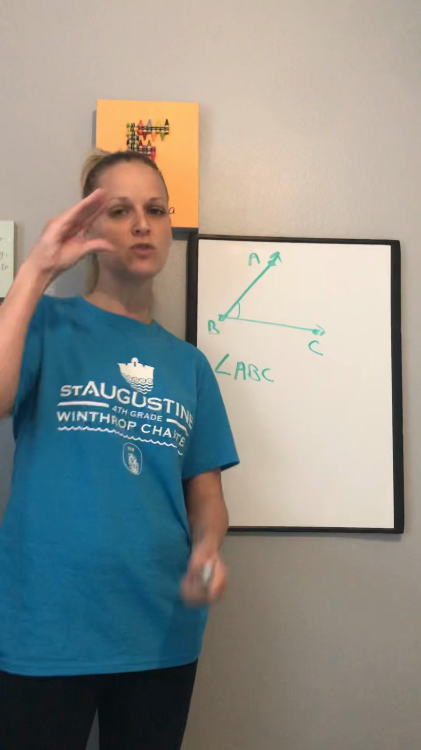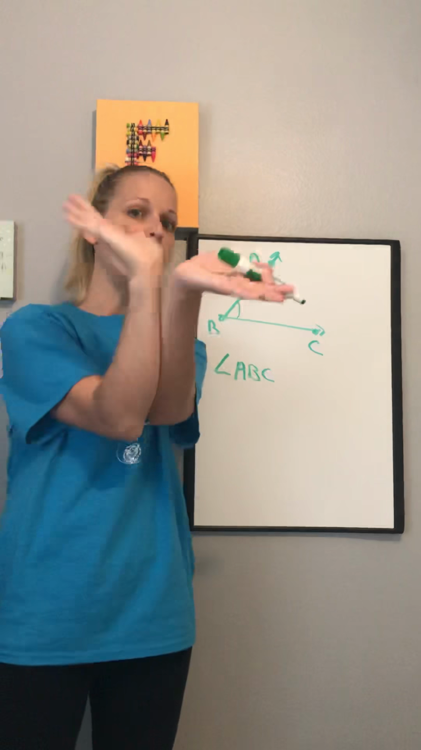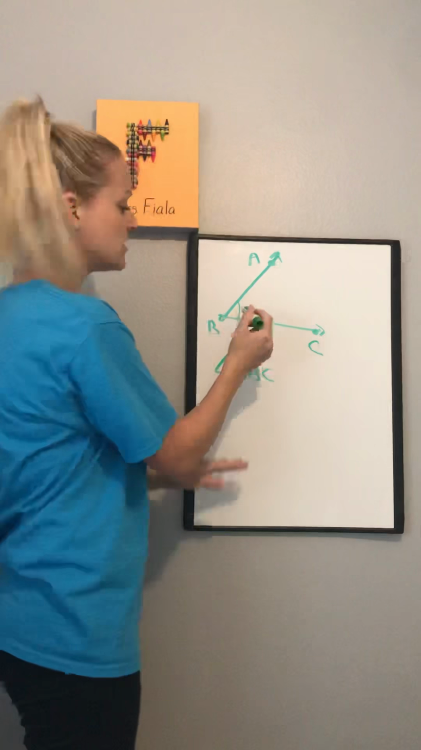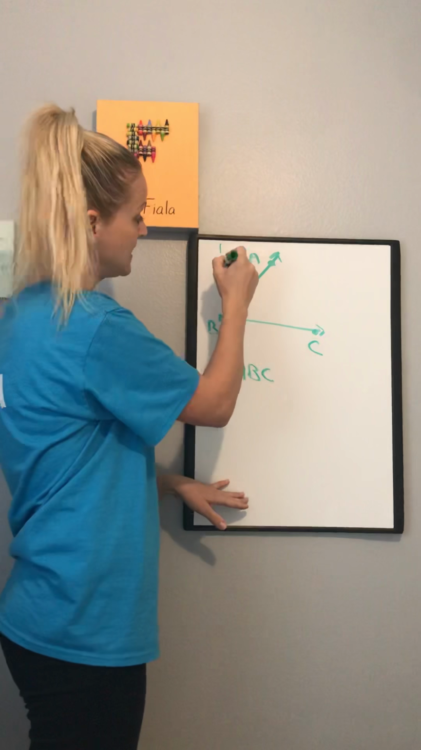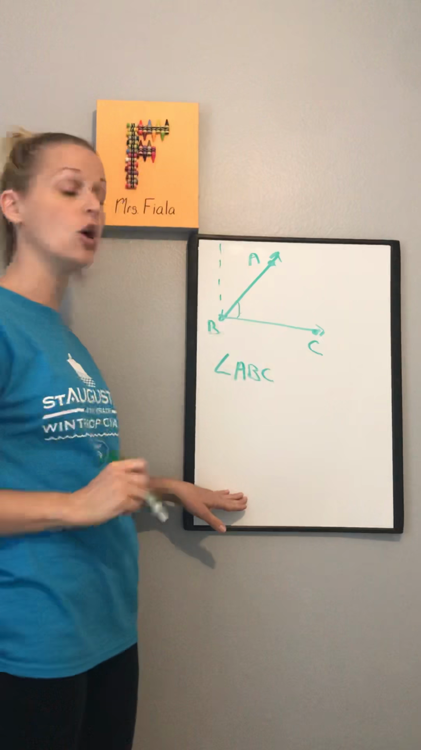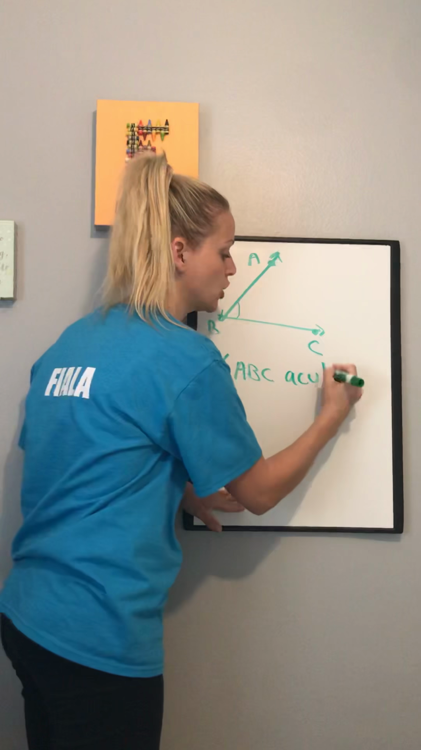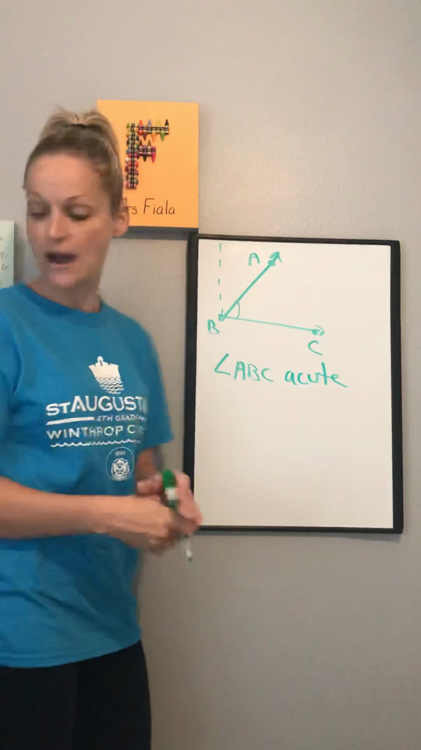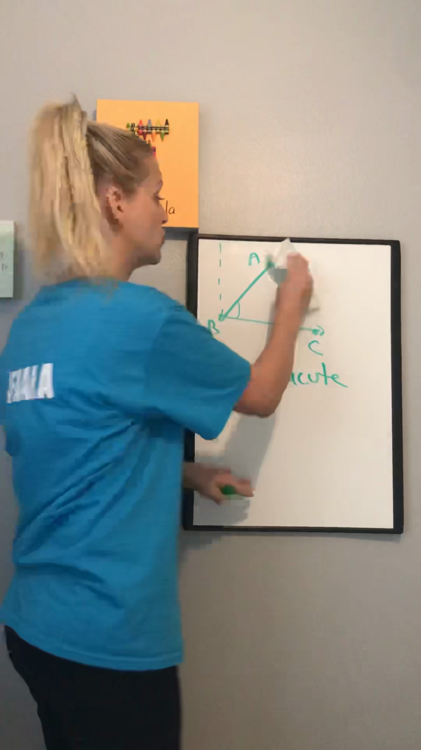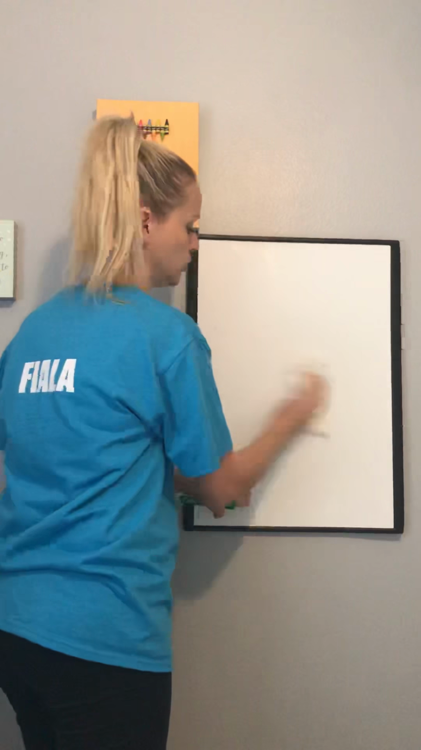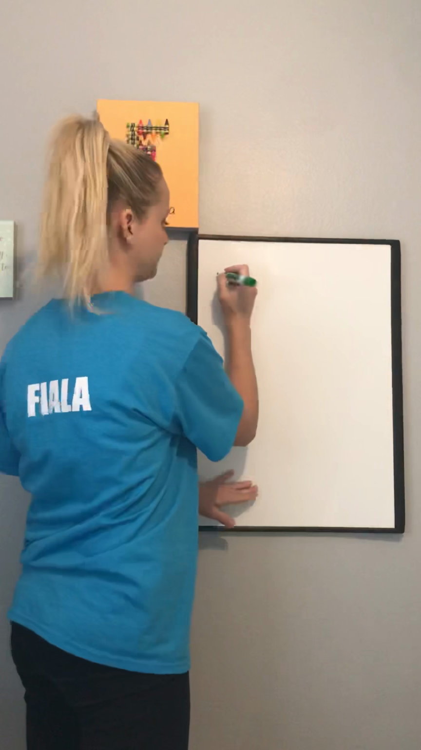So when I think of acute, I think little, small. Obtuse, think big opening. So this is a little opening. This is less than a right angle, which makes the L. So this is angle ABC, and it is acute. Okay? Now, if I was to draw an obtuse angle, it would look like this.